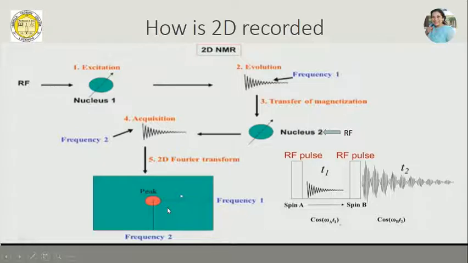So this is how a 2D NMR is recorded, and I have represented this diagrammatically here: spin A, then the first FID. And how is the first FID? The first FID is equal to cos omega A t1, where omega is the angular frequency of the FID, and then the second FID is equal to cos omega B t2, where B is the second nucleus and A represents the first nucleus. So the total FID is equal to cos omega A t1 multiplied by cos omega B t2.